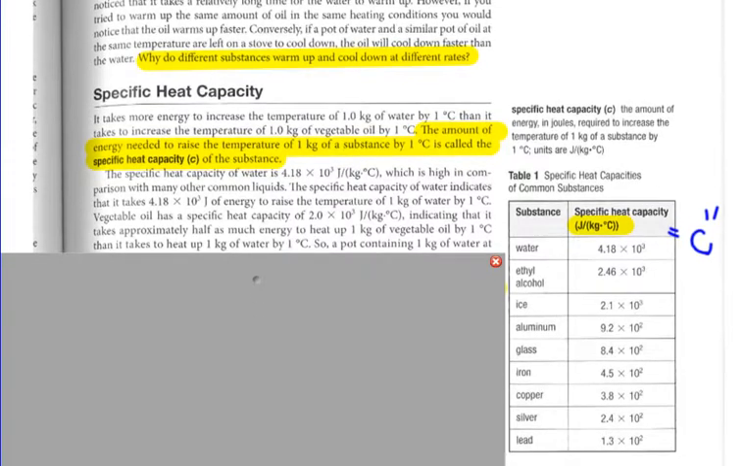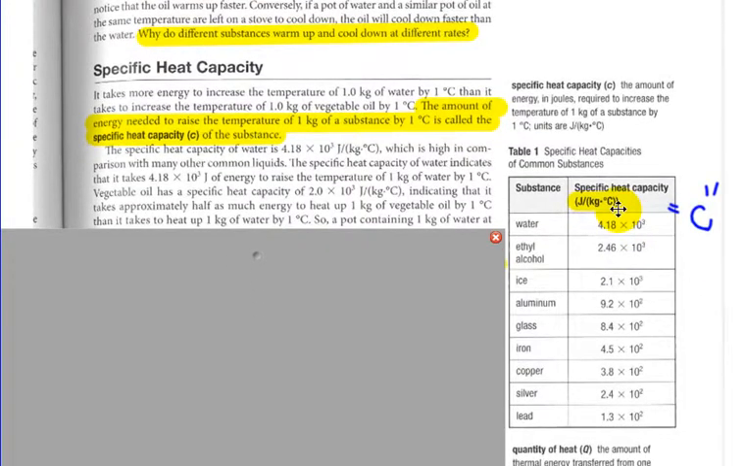And if we look at this chart on the right hand side, we'll see specific heat capacities of various substances. As we see here, water has a really high specific heat capacity. 4,180 joules of heat is required to raise the temperature of 1 kilogram of water by 1 degree C. As we go down the list, it gets easier to raise the temperature of iron, copper, silver, lead. So it depends on the molecular makeup of the substance.